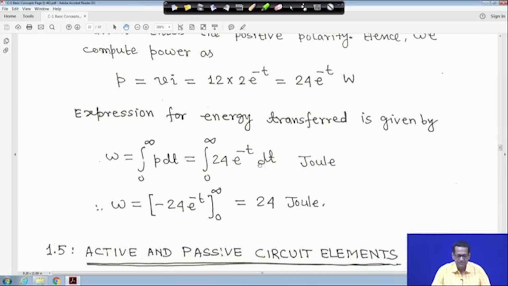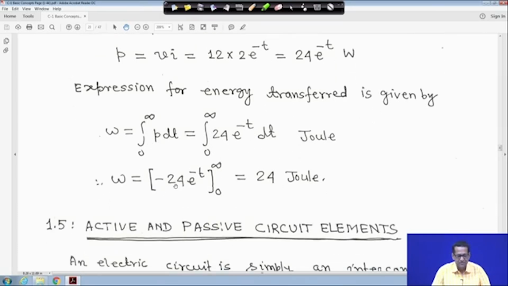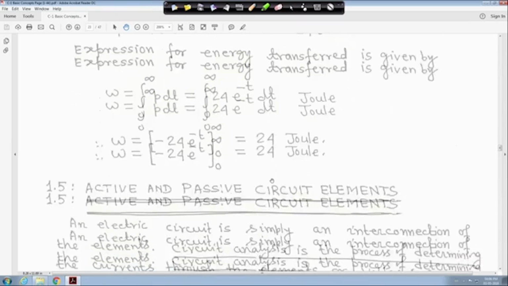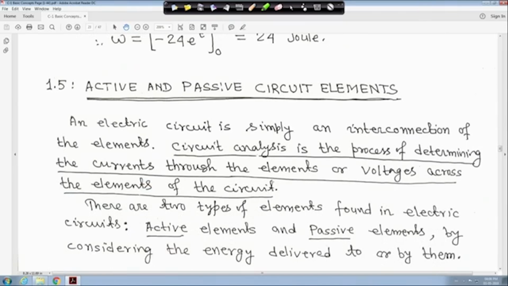You integrate this, so it will be minus 24 e to the power minus t from 0 to infinity. Put in these values and you get 24 joule. So the energy transferred is 24 joule. I think this is a simple thing, understandable to all of you. Slowly you have to understand each and everything.